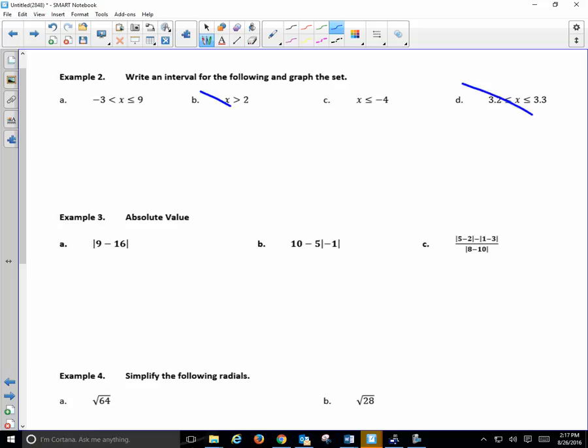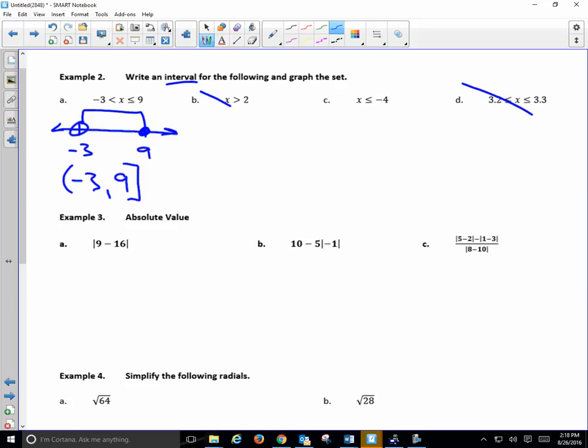Well, let's try the same thing, except this time, instead of being given the interval, they give us the inequality. So I'm going to still make the graph first. That's what I like to do. Open or closed circle on the -3? Open or closed on the 9? So now I'm going to write the interval. And the interval will be -3, 9, with 9 as the bracket.